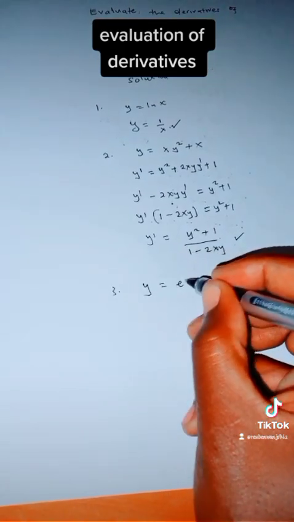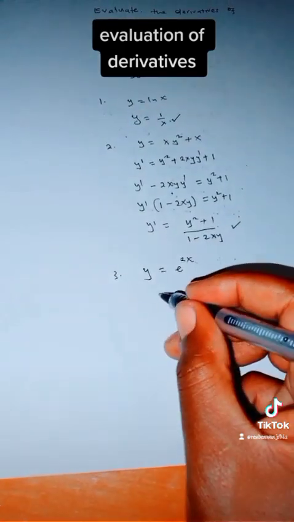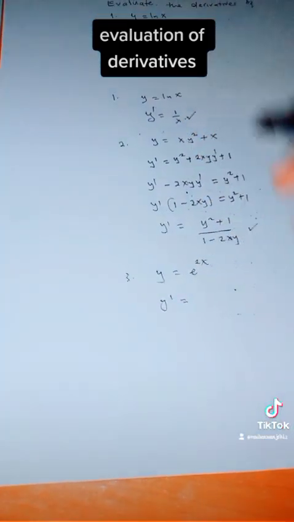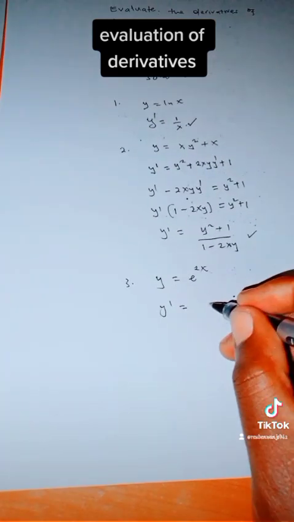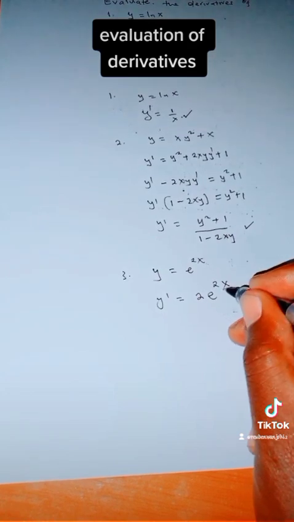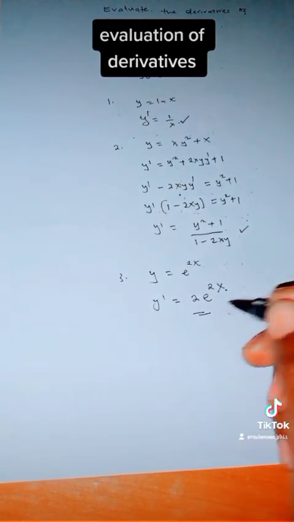The last one we have, y equals e to the 2x. So the derivative of this is going to be y prime. I should have said y prime here. So y prime here we got 2e to the power of 2x. And that's how it is done.